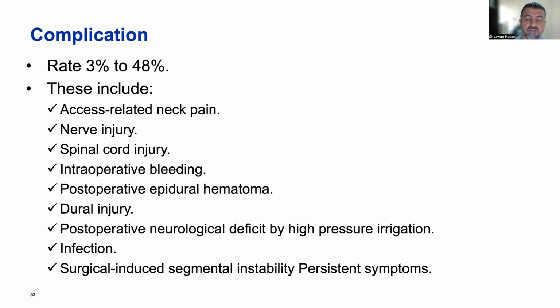Complications: as we know, every surgery has complications, and you will not be free from them. These include access-related neck pain, nerve injury, spinal cord injury, intraoperative bleeding, posterior epidural hematoma, dural tear, and postoperative neurological deficits when you have high pressure irrigation. So I recommend that the pressure be between 25 and 30. Infection is less common, as we know, in this technique, and surgically induced segmental instability is also less compared with other techniques, but it could be an issue when you do aggressive bony work.